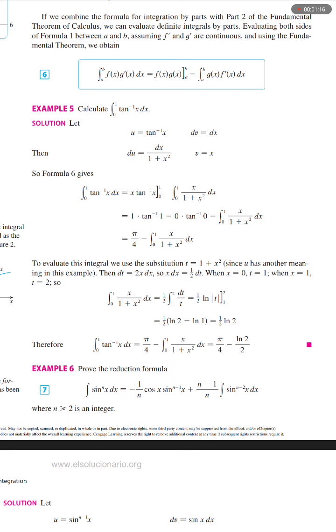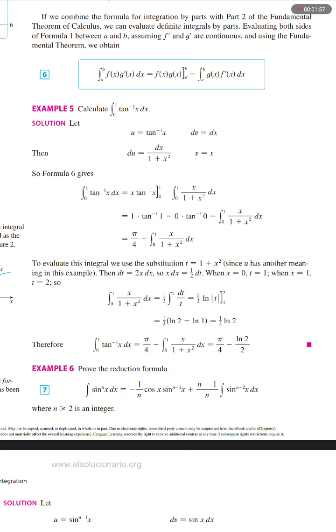And because the inverse tangent of 1 is equal to pi over 4, we have pi over 4 minus the integral from 0 to 1 of x over 1 plus x squared dx. To evaluate this integral, we use the substitution t equals 1 plus x squared, since u has another meaning in this example. Then dt equals 2x dx, so x dx equals 1 half dt.